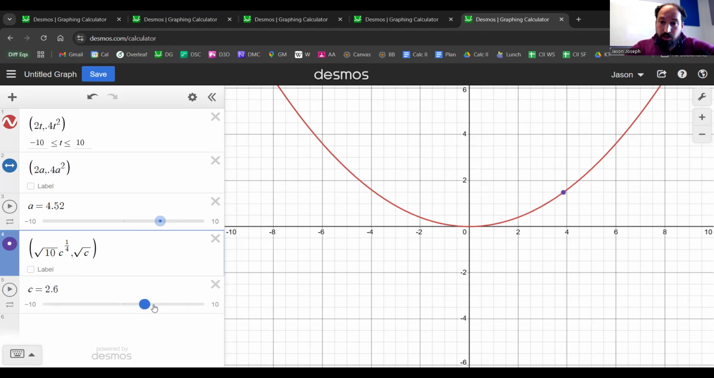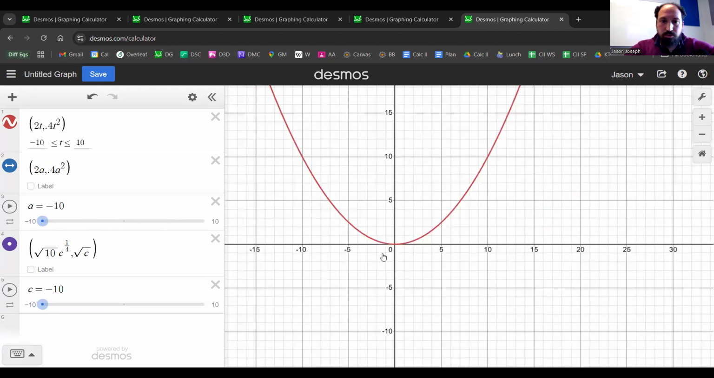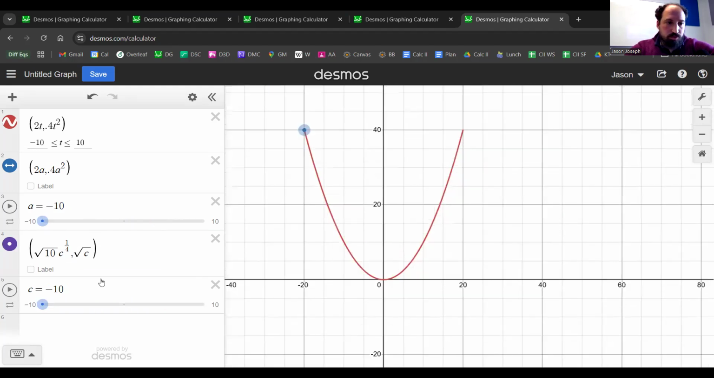All right. So that's my parameterization now. And they're both from -10 to 10. And I want to play one and then play the other.